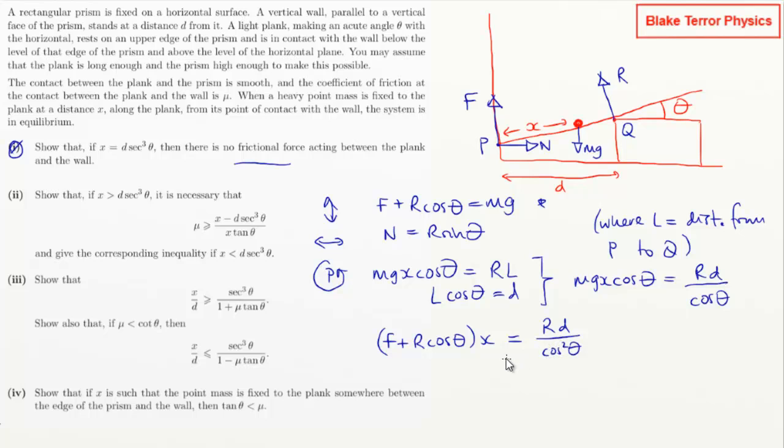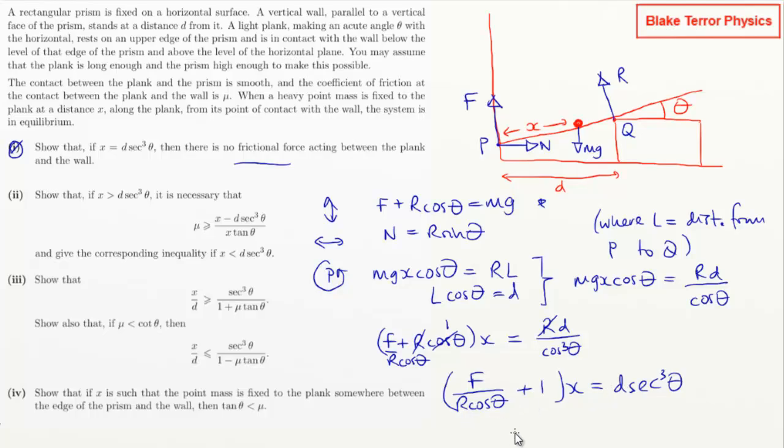So let's divide through then by r. Get rid of that, get rid of that, put that there. And then divide through by cos theta. So get rid of that, leave a 1, make that a cubed, and then put a cos theta there. So just to neaten that up a bit, I've now got f over r cos theta plus 1 times x equals d sec cubed theta.